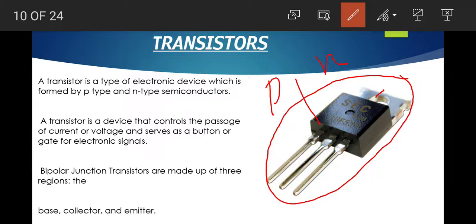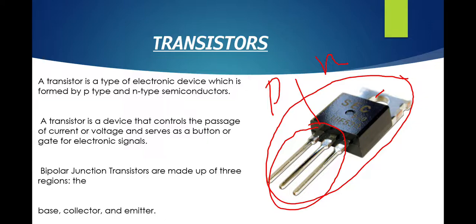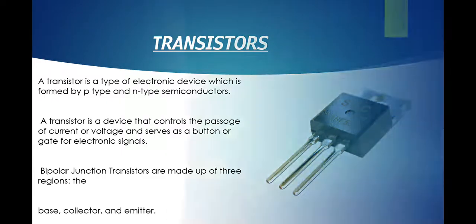Bipolar junction transistors are made up of three regions. These are called bipolar junction transistors. Okay, and these three are called base, collector, and emitter. Clear? Very good. This is the basic definition of a transistor.